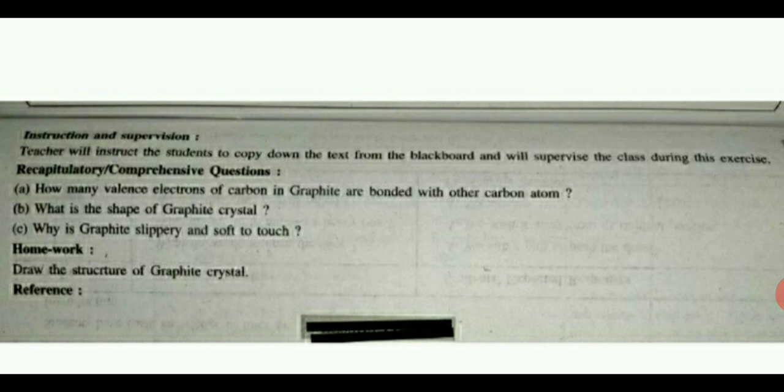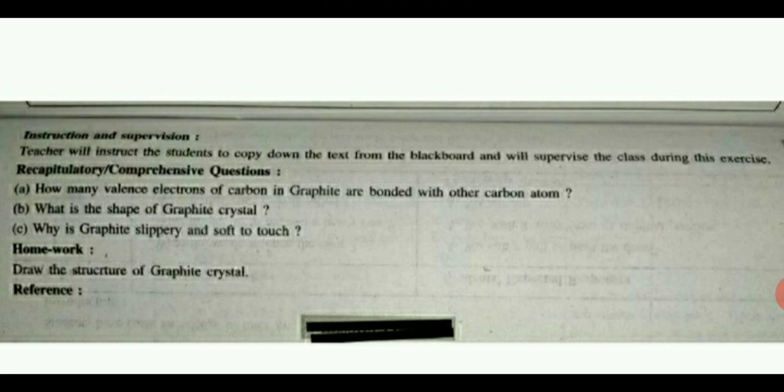Now after the students have noted down the blackboard summary, you rub the blackboard whenever you are in the class. After rubbing the blackboard work, you ask the recap or comprehension questions. They should not be very long questions. They should be very short questions. They should be objective type questions. For example, the questions written before you here.